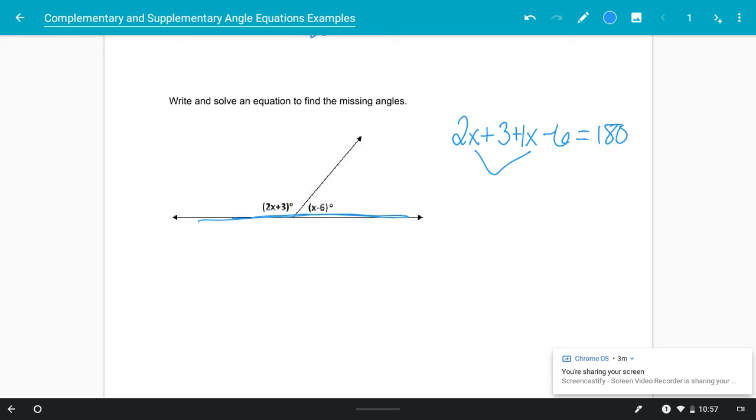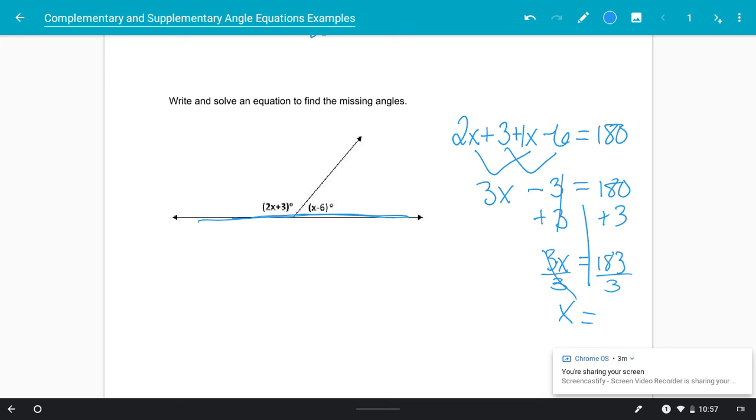Now we're ready to combine our like terms. So we have 2x plus 1x to get 3x. And then 3 minus 6, watch those integer rules, that's going to give us negative 3. Now that we've combined our like terms, we're ready to solve. I'm going to add 3 to both sides to get rid of that constant. So I get 3x is equal to 183. Then we're going to undo that multiplication with division. I divide both sides by 3, and I get x equals 61.